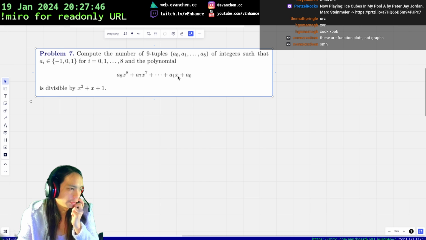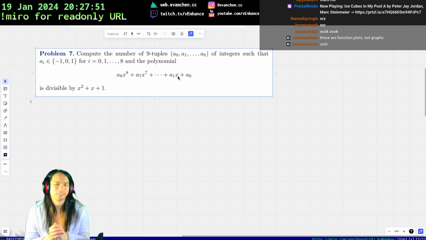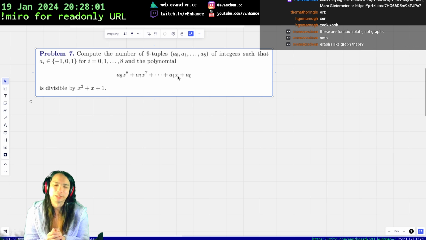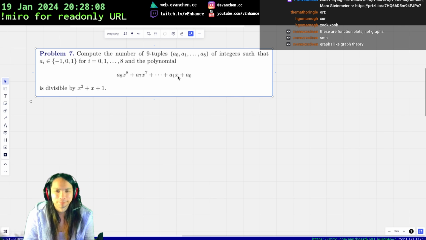Like ChatGPT, they are function plots, not graphs. Function plots are special cases of graphs, right? Oh, or unless you mean graph in the combinatorial sense. Ah, okay. I don't know. Graphs like graph 3? Okay.